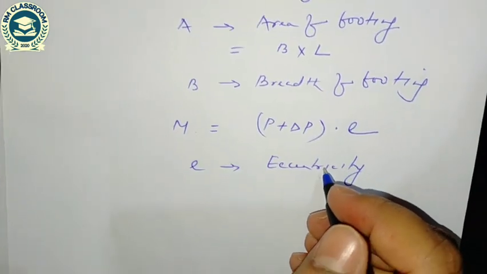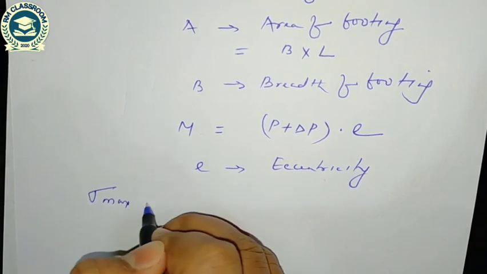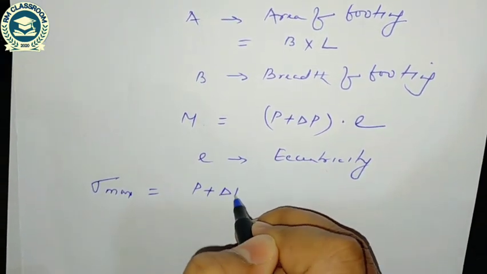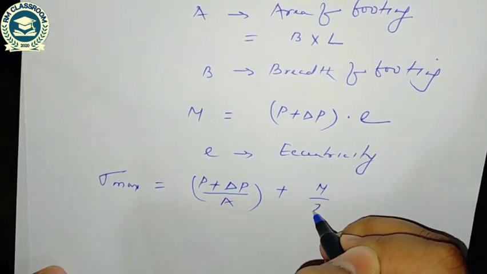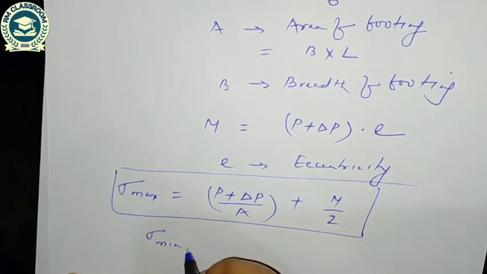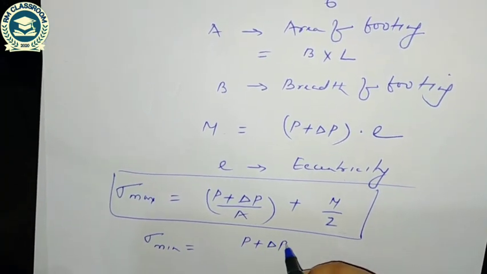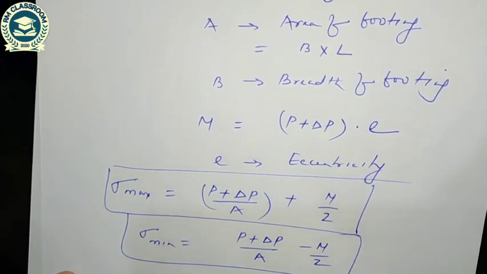So with the help of that we can compute the maximum. So maximum stress is equal to P plus delta P by A plus M by Z, and similarly minimum stress is P plus delta P by A minus M by Z.